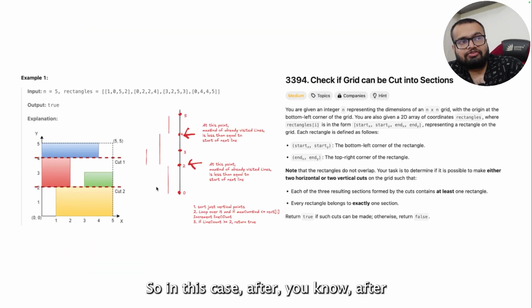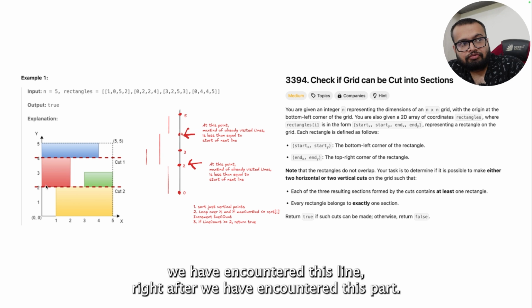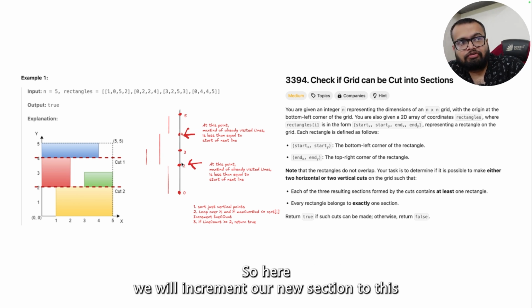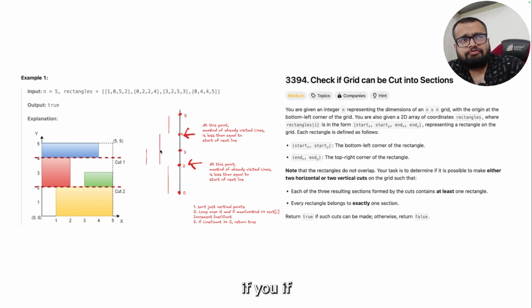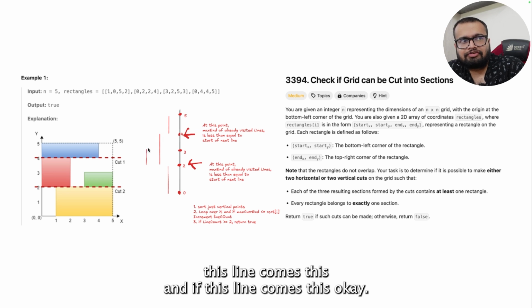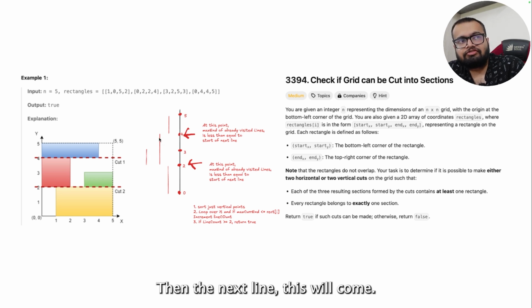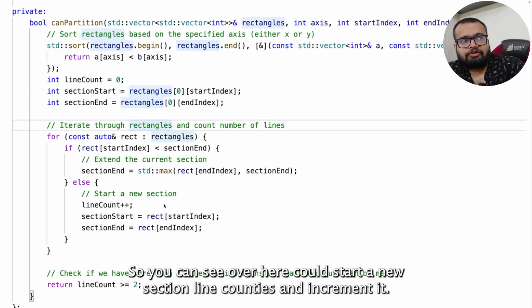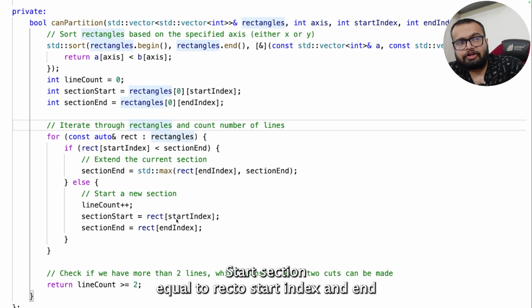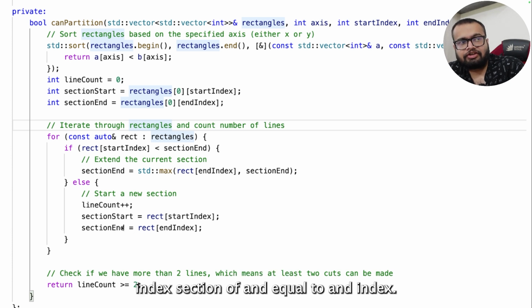So in this case, after we have encountered this path, here we will start a new section at this start, and the end will be updated to this if this line comes, and to this if this line comes. When the next line comes, we will extend it. You can see over here: start a new section, line count is incremented, section start equals rect of start index, and section end equals rect of end index.